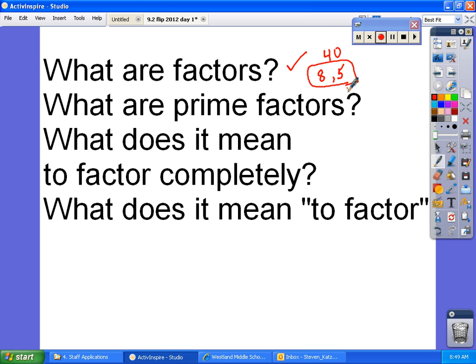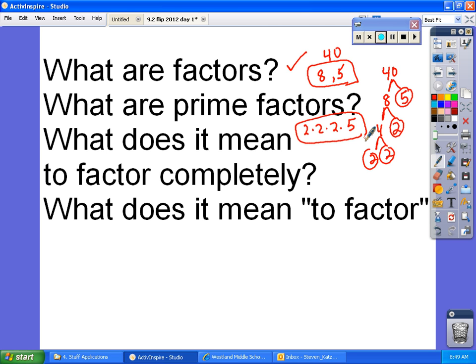Prime factors are numbers that multiply to 40, but they're not 8 and 5. They're only the prime factors. So for the prime factors of 40, I would do a prime factorization tree and break it down so I only got the prime factors. So the prime factors of something like 40 would be 2 times 2 times 2 times 5. Those are the prime numbers that multiply to 40. To factor something completely would mean essentially to break it into its prime factors.